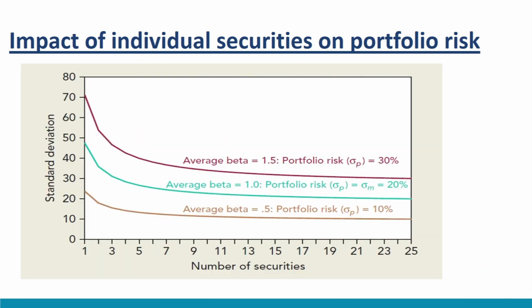Consider the figure here. Here, the green line shows a well-diversified portfolio with a beta of 1.0. If the market portfolio has a standard deviation of 20%, then this portfolio is also expected to have a standard deviation of 20%, that is the green curve. For a well-diversified portfolio with a beta of 1.5, one can expect the standard deviation to be closer to 30%. Similarly, if the portfolio beta is 0.5, then one can expect the portfolio standard deviation to be closer to 10%, that is the brown curve. In summary, the risk of a well-diversified portfolio is equal to the average beta of securities in the portfolio.